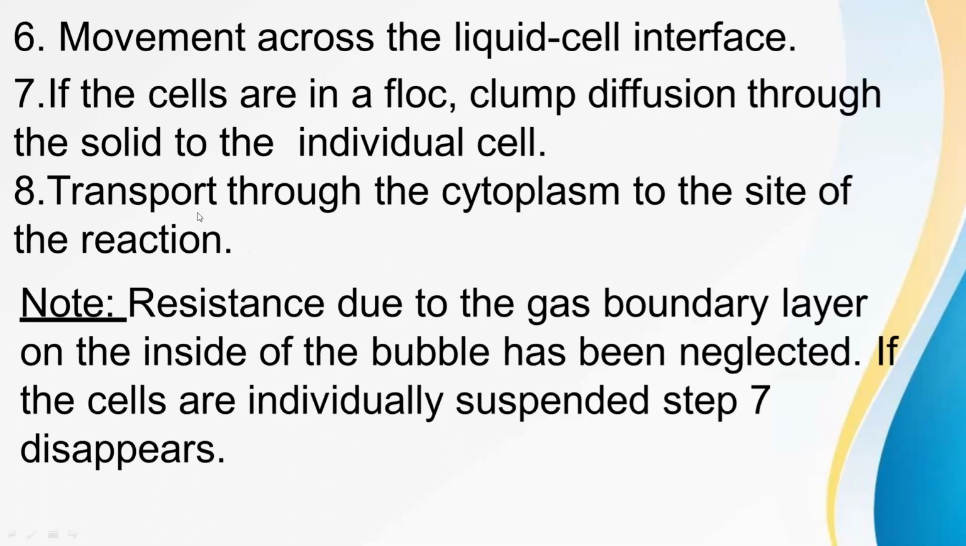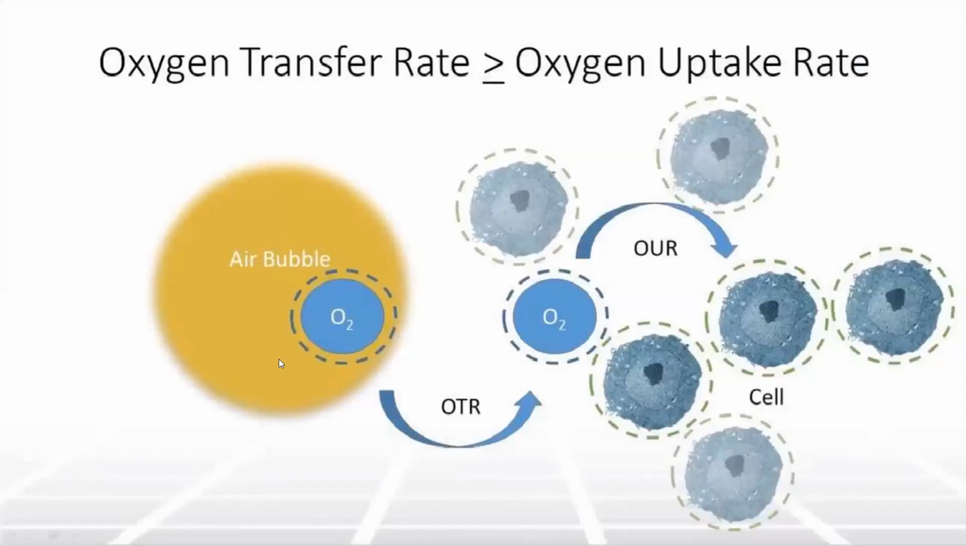Okay, inside the cell. The eighth one is inside the cell. Now, when I'm talking about an individual cell where there are no clumps, the seventh step is not applicable, because it is directly from the solid liquid interface, it is directly moving into the cytoplasm. Okay, now note, resistance due to the gas boundary layer on the inside of the bubble has been neglected. If the cells are individually suspended, step 7 disappears. Okay, so that's what I was telling you.